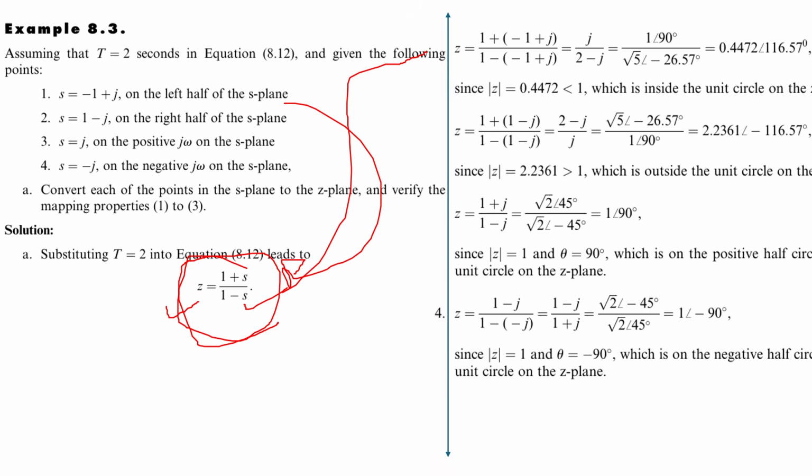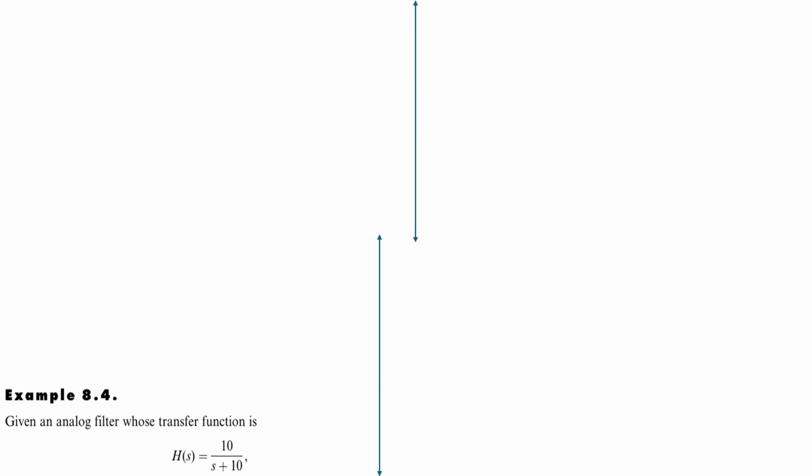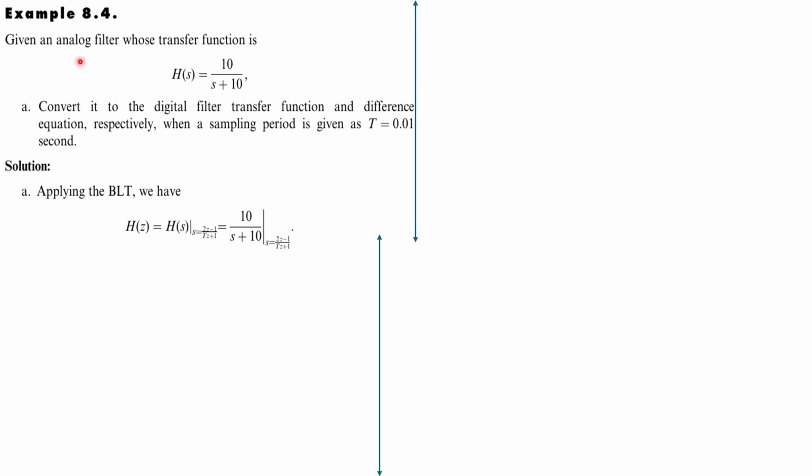From this equation only you can find out z is equal to 1 plus s, instead of the s we are going to use the given value, right? So put the value and get the value in z, that is in the z transform. Similarly for number two, put s is equal to 1 minus j and get the value of z. Similarly for number 3, s is equal to j, put the value and get z. So this is how you convert, right? This is the conversion from the S plane to the Z plane. Very easy conversion.